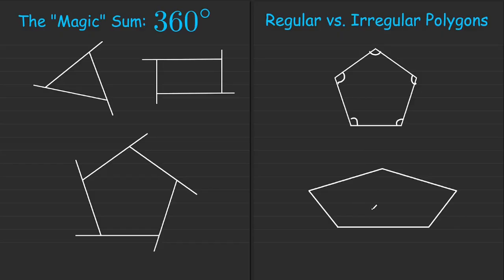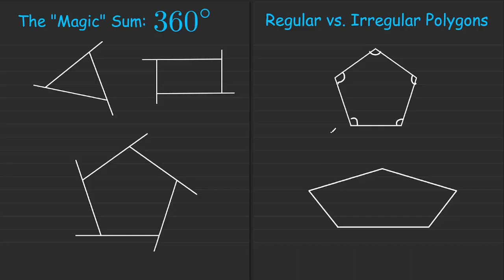But for an irregular one, even though if it is 5-sided, we call it a pentagon, yes. If it is 10-sided, we call it a decagon, yes. But all the sides are not equal. Hence, we can say this is a regular pentagon and this is an irregular pentagon. You see the difference between a regular and irregular pentagon?